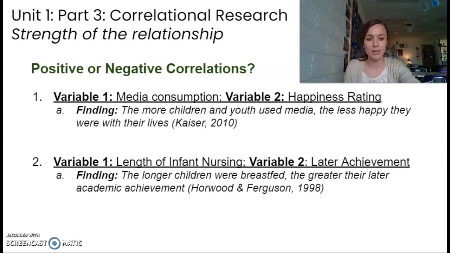If you want to pause it and write down what you think, you can, and I'll tell you the answers. In example number 1, that was a negative correlation. As youth used more media, they became less happy. And in example number 2, the longer children were breastfed, the greater their achievement, which is a positive correlation. Hopefully, you were able to pick that out.